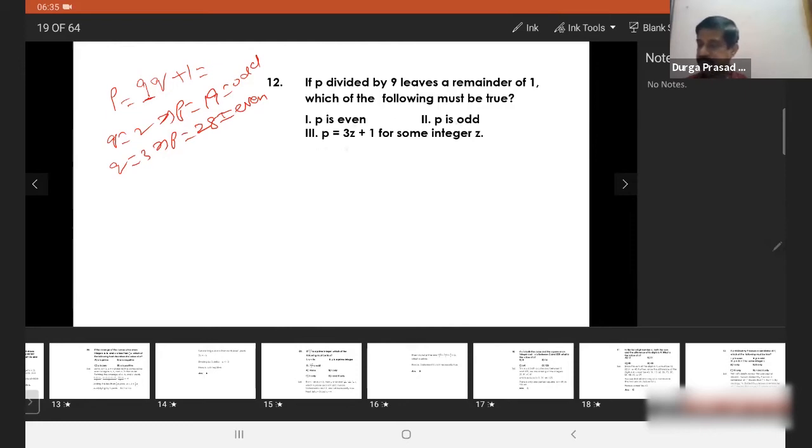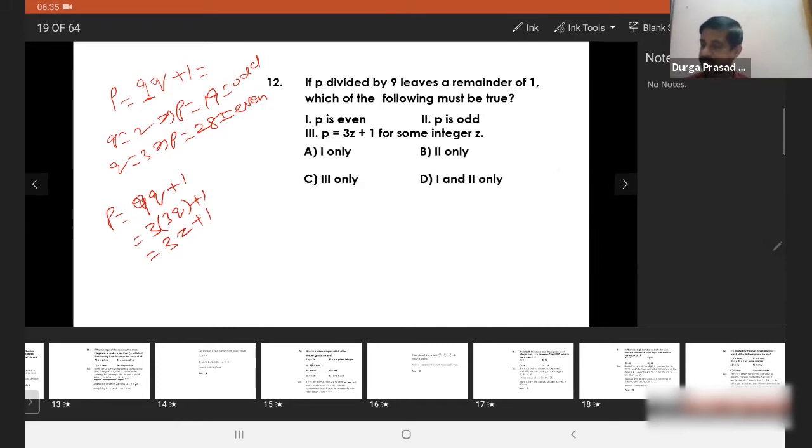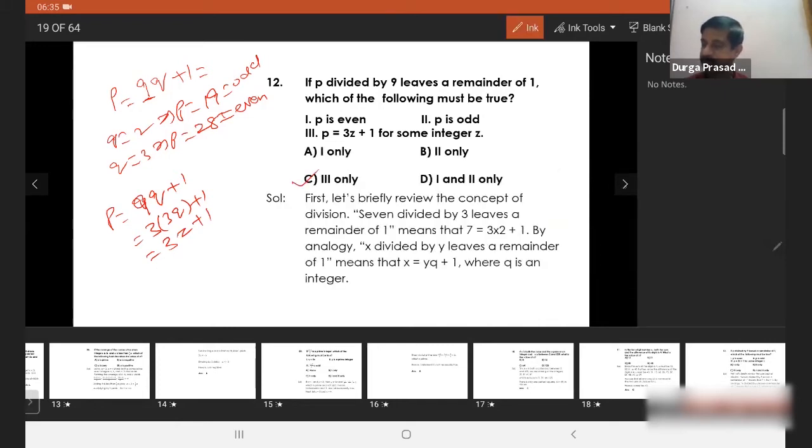So p is 3z plus 1 for some z, yes, it is possible. See, p is 9q plus 1. This is 3 into 3q plus 1. This is 3z. z is nothing but 3q. Okay. So you are getting this. So option 3 is right. So 3 only. Please note it fast, quick.